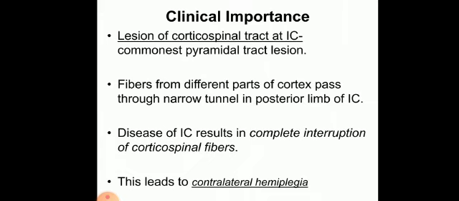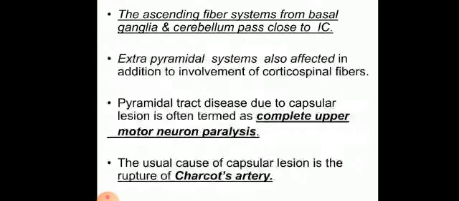Now a very common cause for the capsular lesion is rupture of Charcot's artery. Charcot's artery is basically the lenticulostriate branch of the middle cerebral artery, and it is also called the artery of cerebral hemorrhage, because its hemorrhage accounts for more than 60% of the causes of intracerebral hemorrhage. So that's basically the clinical importance of lesions of the corticospinal tract due to a capsular lesion.